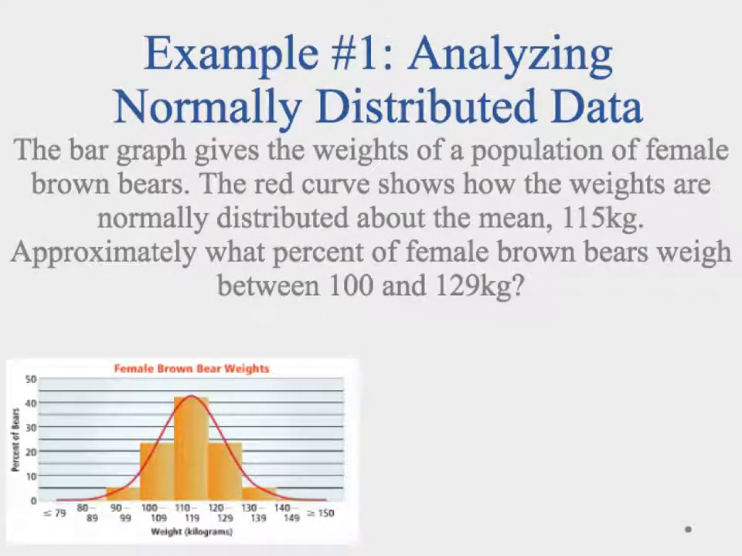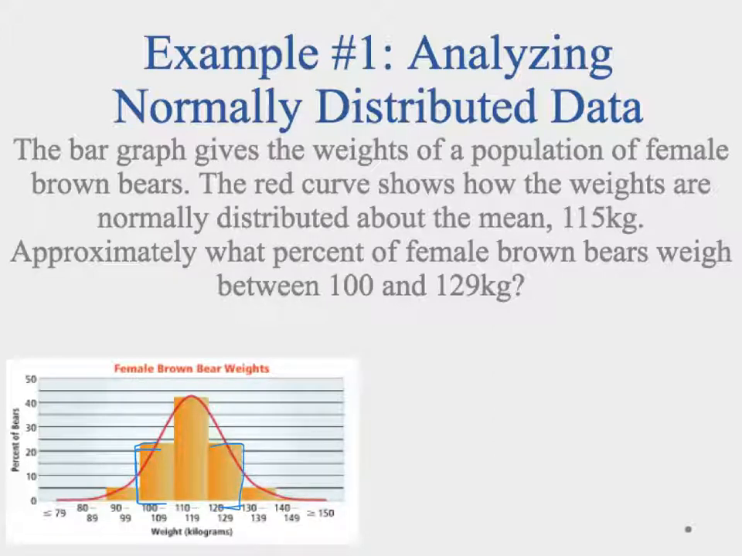So in example 1, we're going to analyze a bar graph. The bar graph gives the weights of a population of female brown bears. The red curve shows how the weights are normally distributed about the mean, which is 115 kilograms. Approximately what percent of female brown bears weigh between 100 and 129 kilograms? If we look at that information, 100 to 109 is this box here, and we go up until 129, which is 120 to 129, about here.